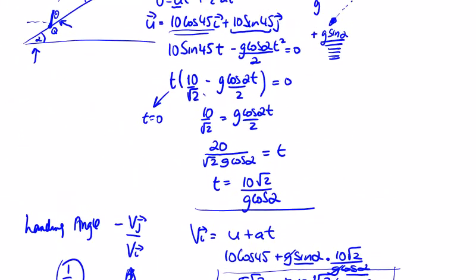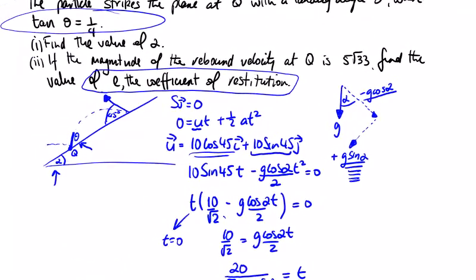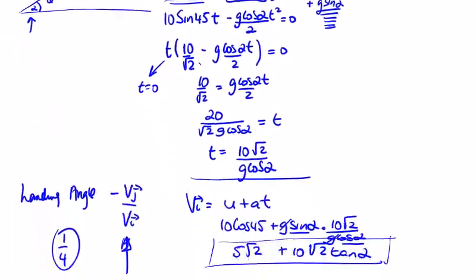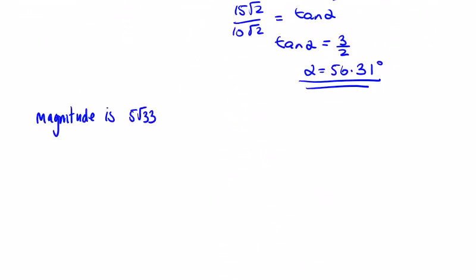Part 2 of this question. We're looking for the coefficient of restitution. When they asked this, I think in 2012, we were given the coefficient of restitution. Here we have to work it out. So we're told the magnitude of the rebound velocity at Q, so the magnitude is 5 root 33. So let's figure out what's going on here.